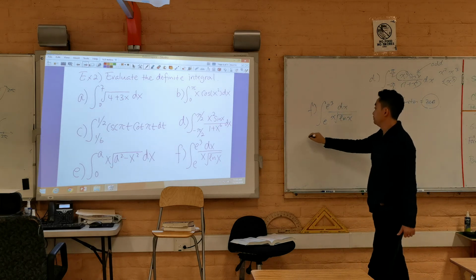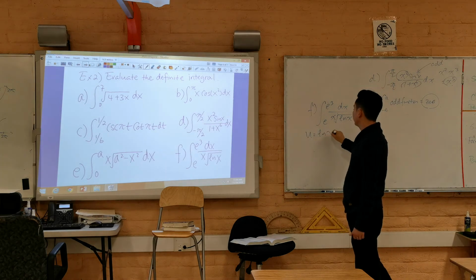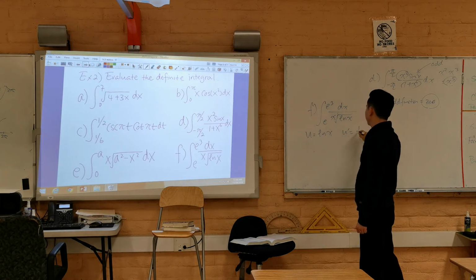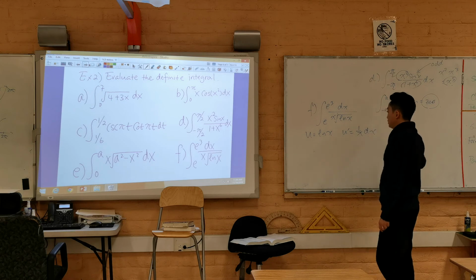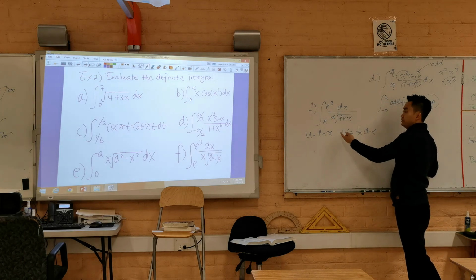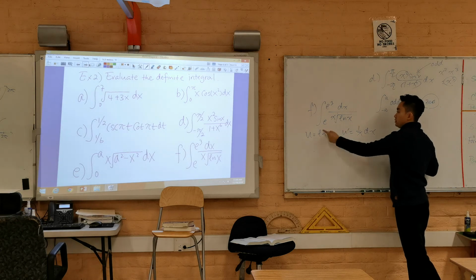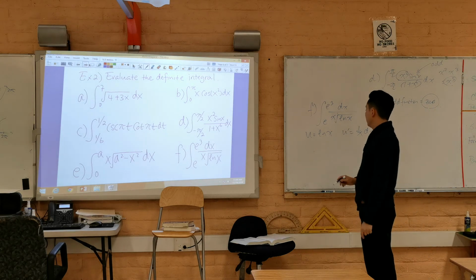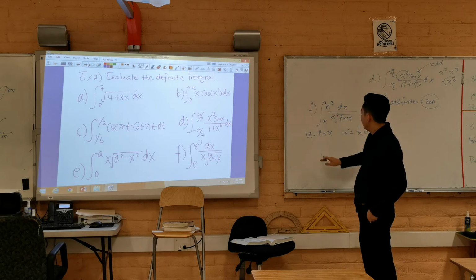So u prime. Well, I'll start with u first, so natural log of x. In u prime, we have 1 over x dx. So as you may notice, 1 over x dx is all given, which is u prime. And then u is also given. So the only thing that we have to change is the boundary.